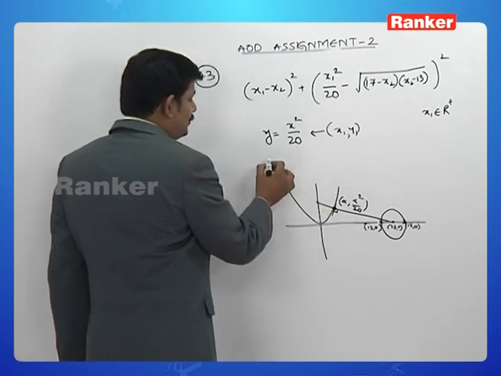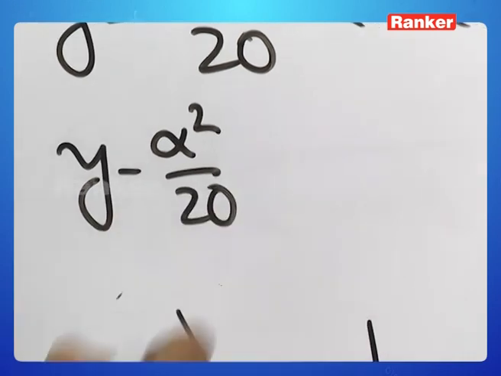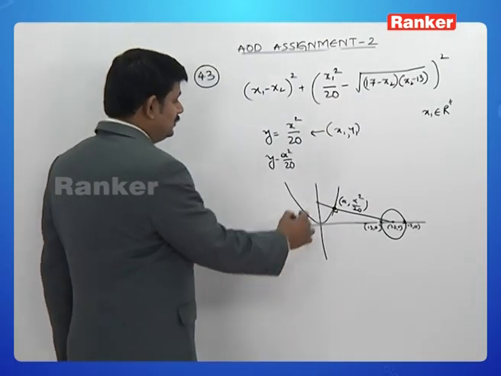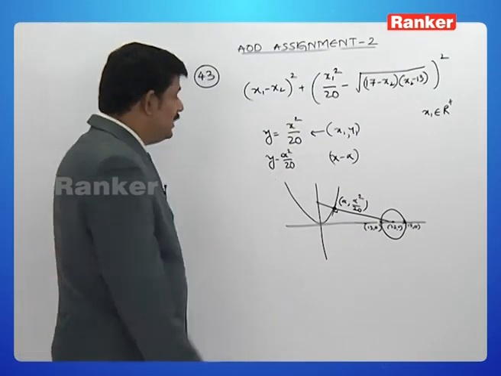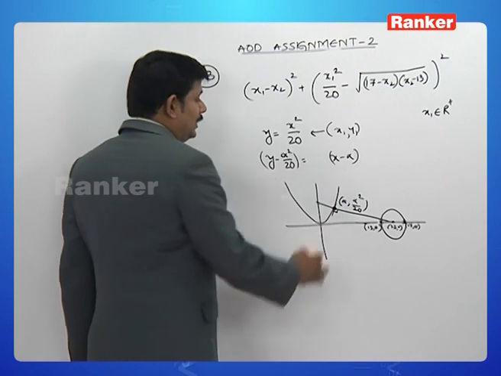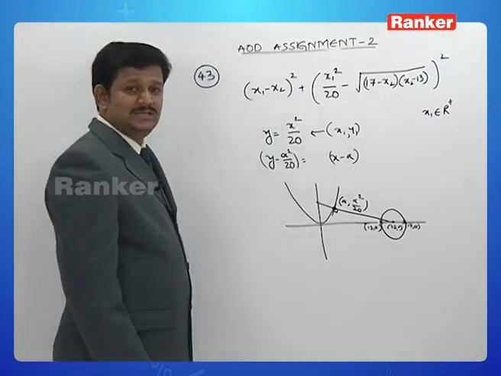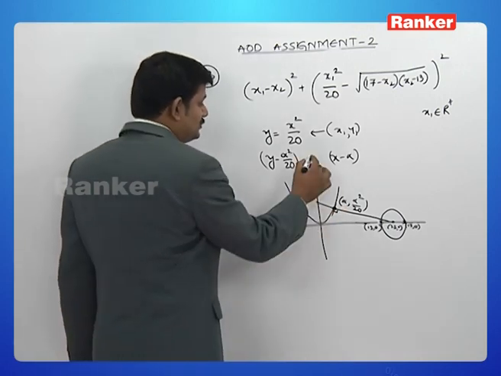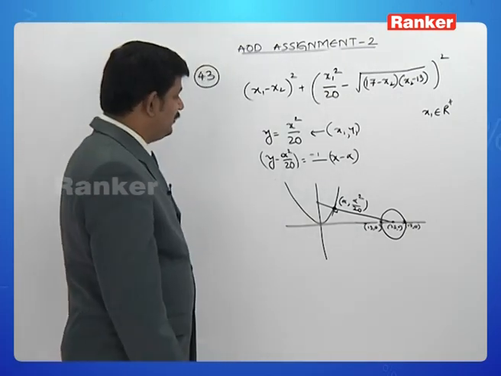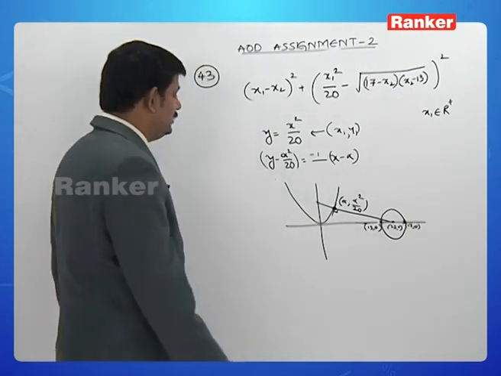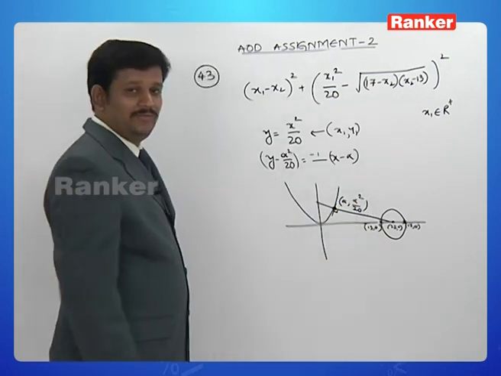Equation of normal at this point: it passes through alpha comma alpha square by 20, where alpha square by 20 is the y coordinate and alpha is the x coordinate at that point. So, y minus y1 is equal to m into x minus x1, where m is minus dx by dy. Minus dx by dy is minus 1 times dx by d alpha divided by dy by d alpha, with a minus sign. dy by d alpha is 2 alpha by 20, or alpha by 10.